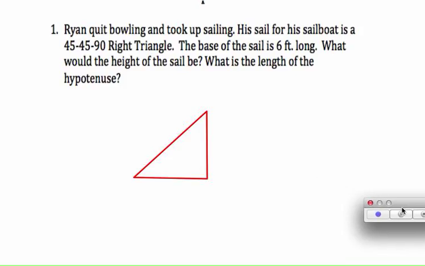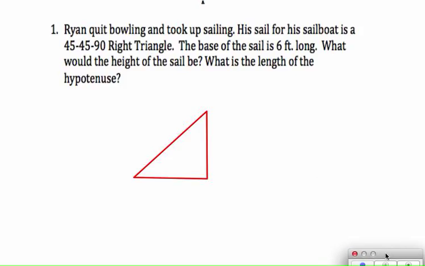Okay, geometry, we're going to keep continuing. You're going to finish the rest of your homework from yesterday, plus these word problems. So you're going to be drawing your triangles for every word problem. I'm going to do a couple of them together. But let's take a look at number 1.